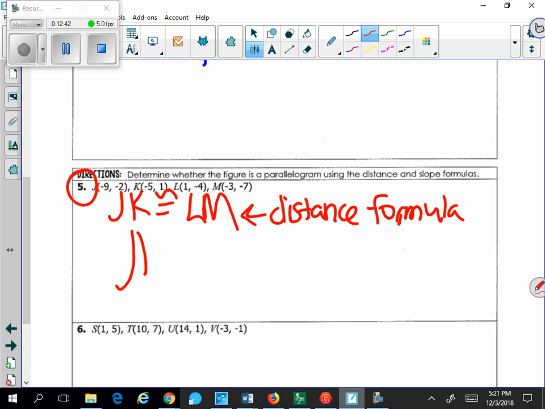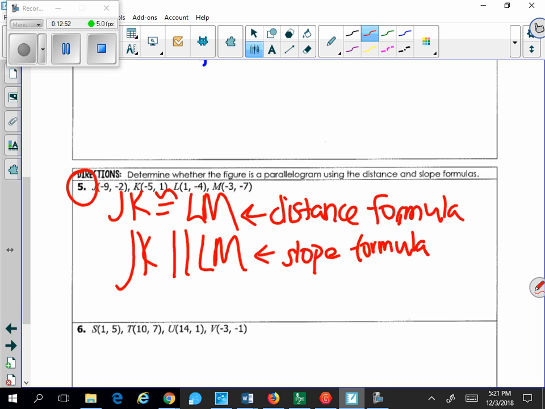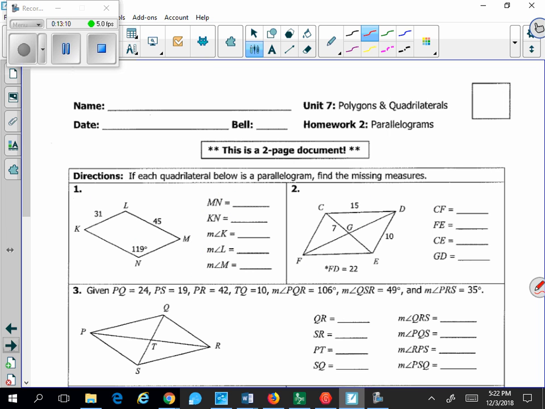And you need to say this is true using the slope formula. If that's the case, then it's a parallelogram. If it's not, then it's not. So that's one that I want to see done, but I'm going to keep going because I have one more little topic that I want to get to, and then I'll tell you what I want you to do. So turn now to page 7.